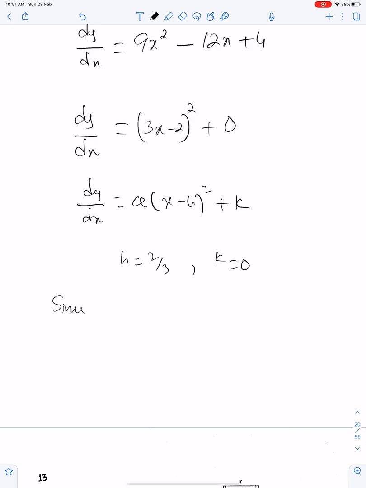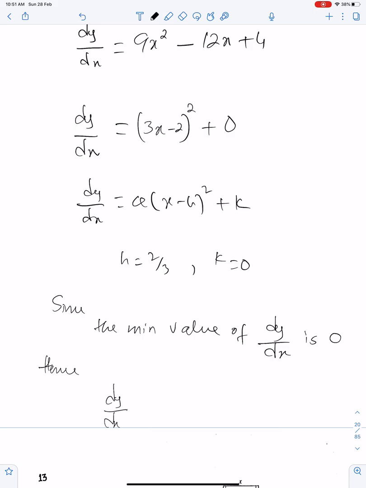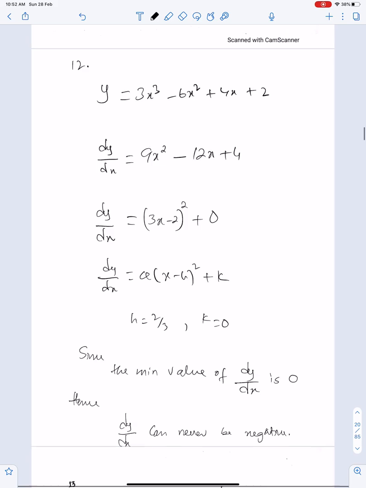Since the minimum value of dy upon dx is 0, hence gradient can never be negative. You can take the screenshot of this solution if you want.